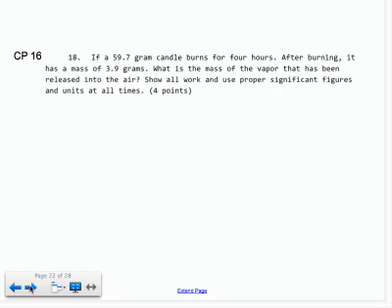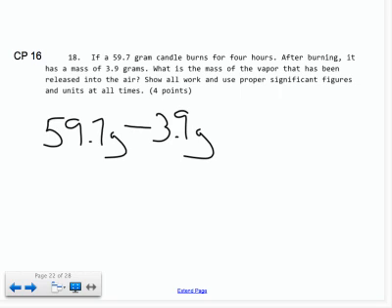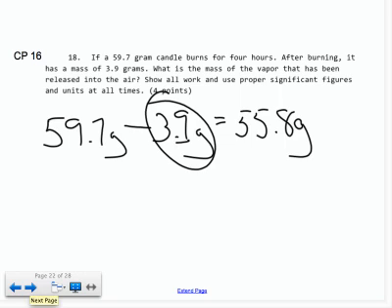If a 59.7 gram candle burns for 4 hours, and after burning it has a mass of 3.9 grams, what is the mass of vapor that's been released into the air? Show your work. Okay, so this is another conservation of mass problem. 59.7 grams is the starting mass. The final mass is 3.9 grams, which means that's the solid that remains. Which means that the vapor is the difference between these two, and that comes out to 55.8 grams. And since both numbers have one decimal point, you can leave that decimal point there. This is subtraction, so you keep the fewest number of decimal places.